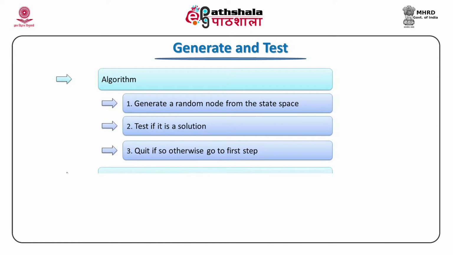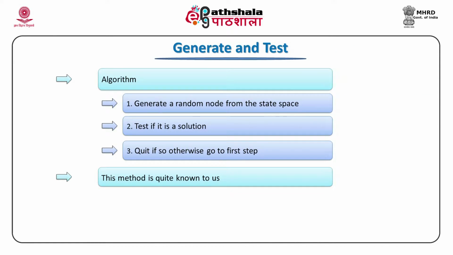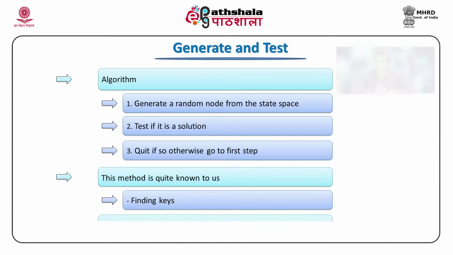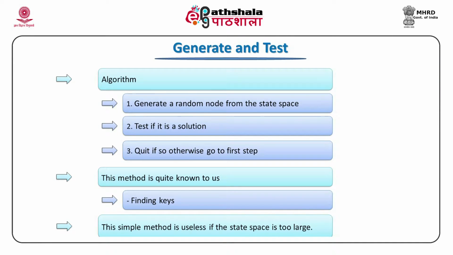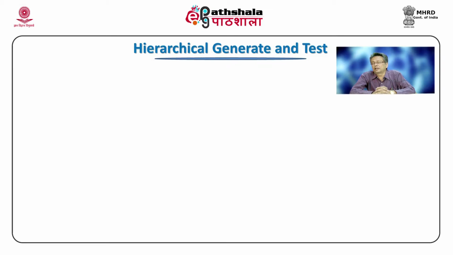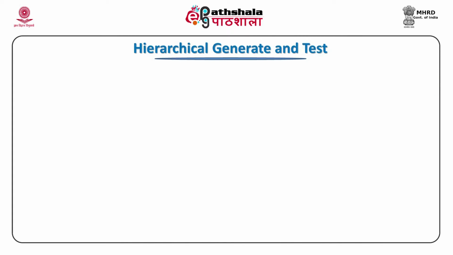I try one more. The method is quite well known, as I said. Finding keys is one example I've already given. This method is useless if I have to search for the key in an entire house. But if I know that there are only a few places where the solution can be found, it's pretty useful. And there is something called hierarchical generate and test. People in forensics do something like this.